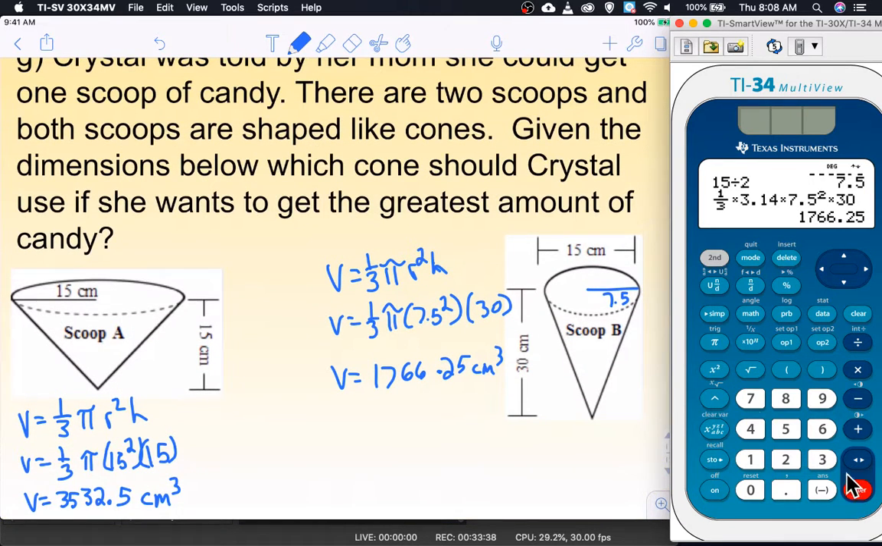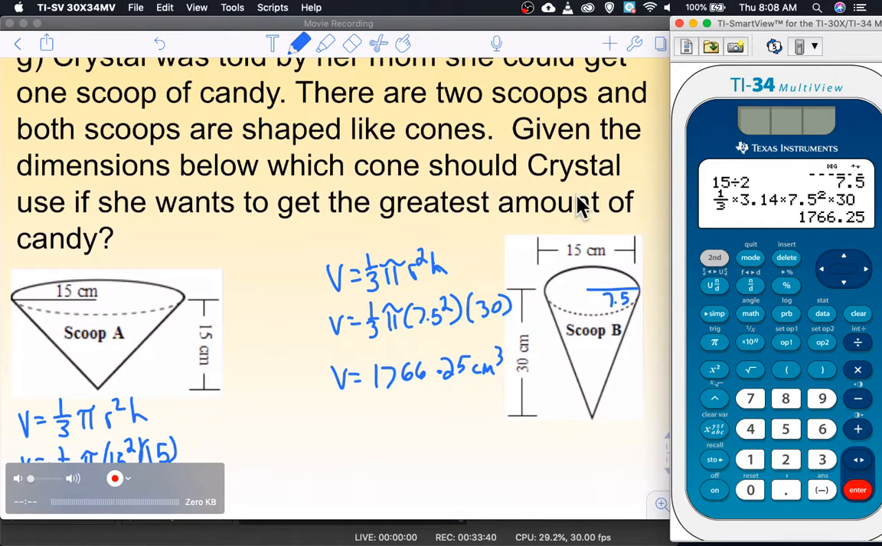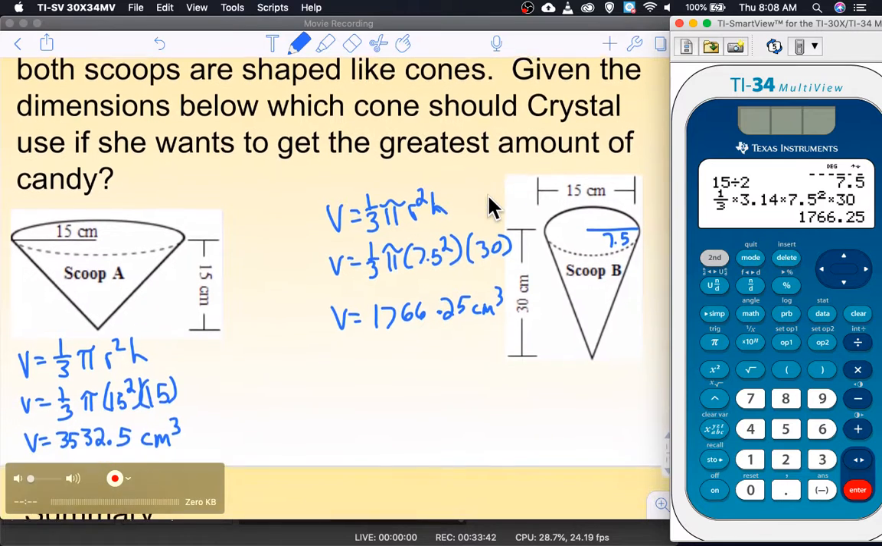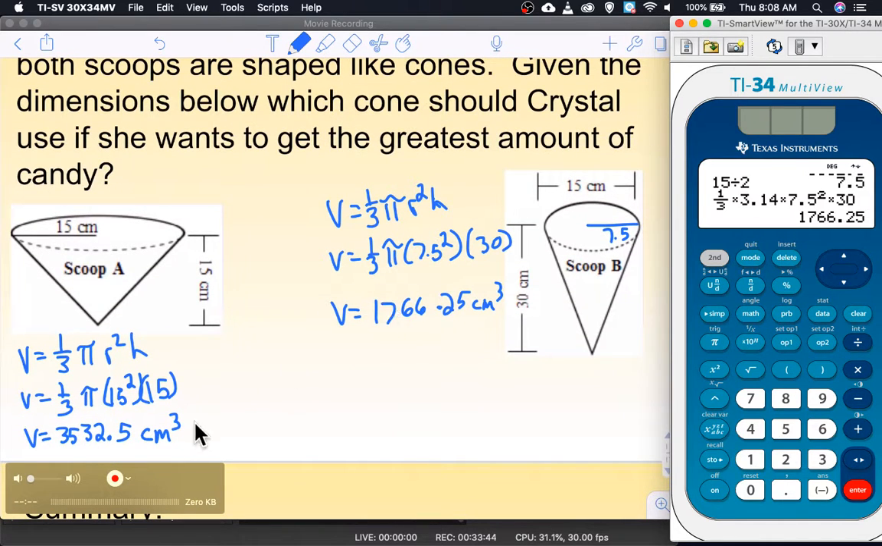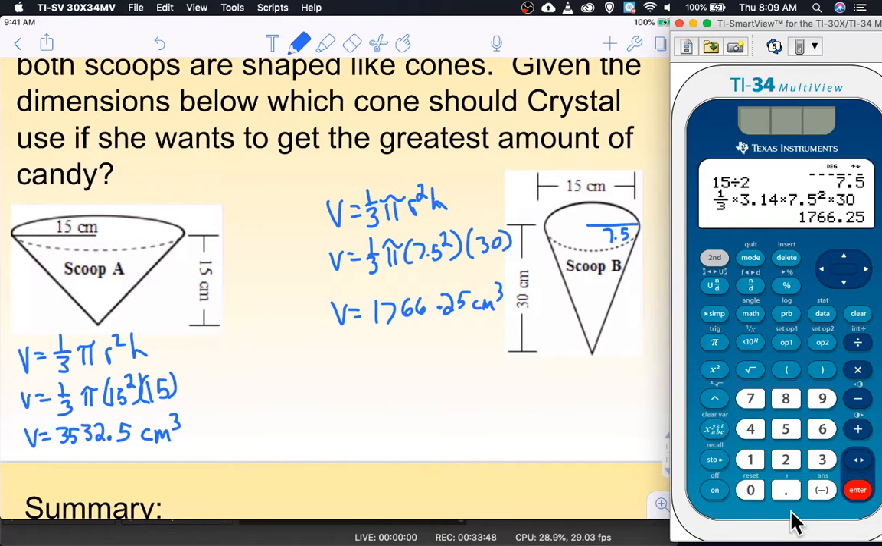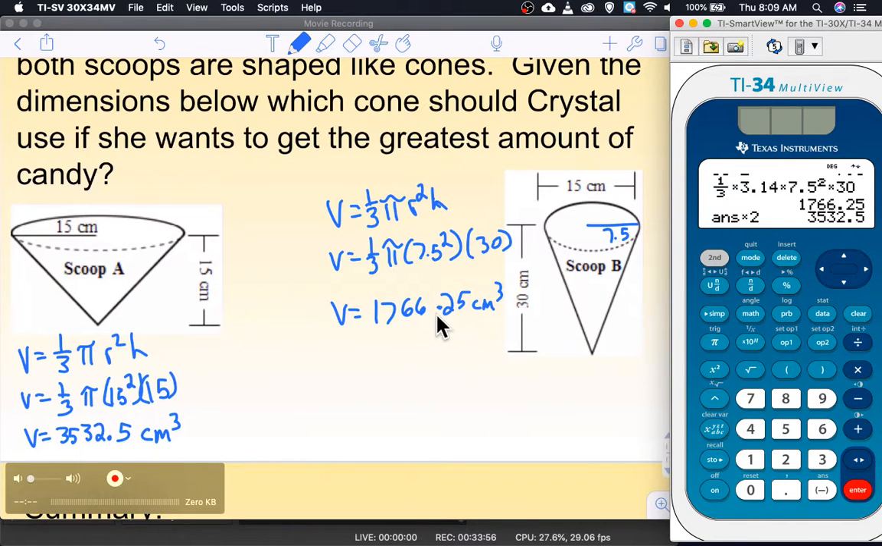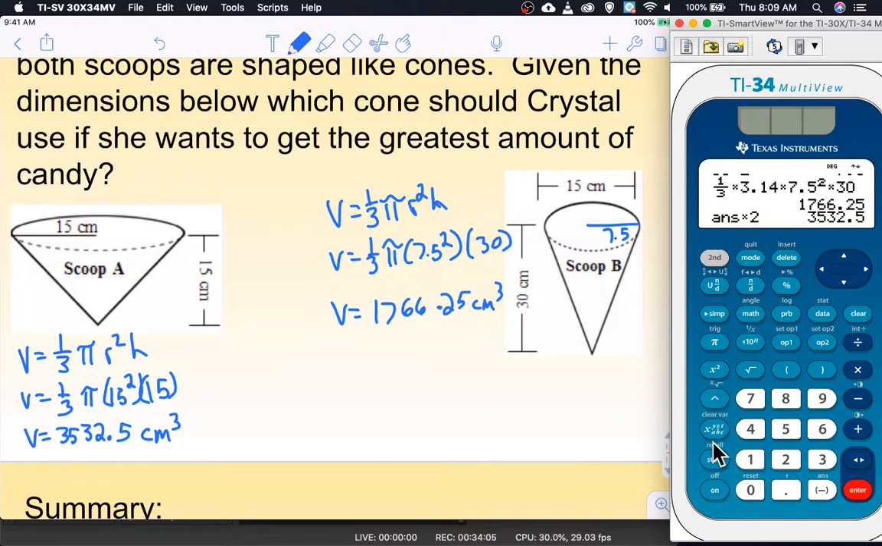So, given the dimensions below, which cone should Crystal use if she wants to get the greatest amount of candy? Well, out of these volumes, Scoop A would give significantly more, almost double the amount of candy. Actually, is it double? Yeah, it's exactly double. So Scoop A gives double the amount of candy as Scoop B. I took this number and times by 2. It gave me that same number. So she should definitely use Scoop A. We should say that.